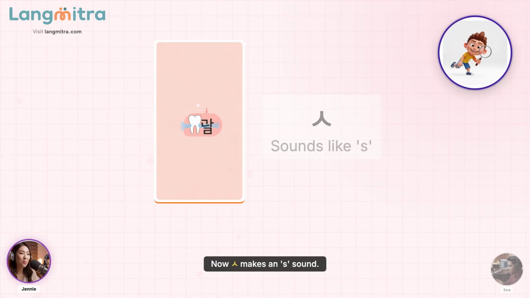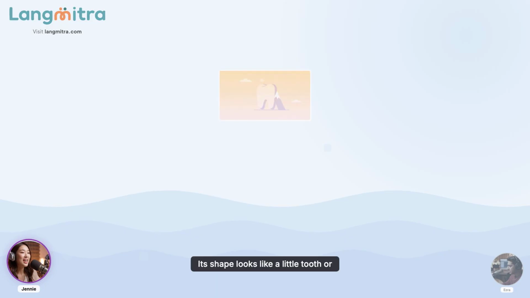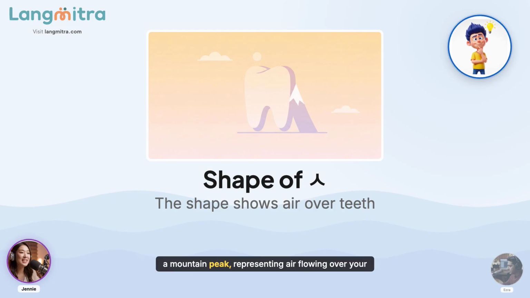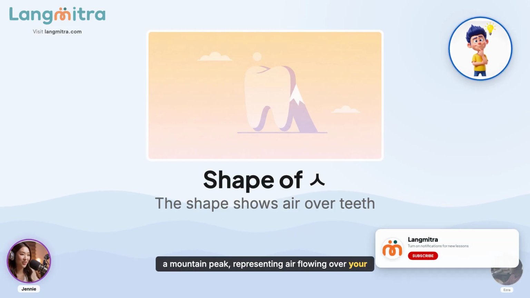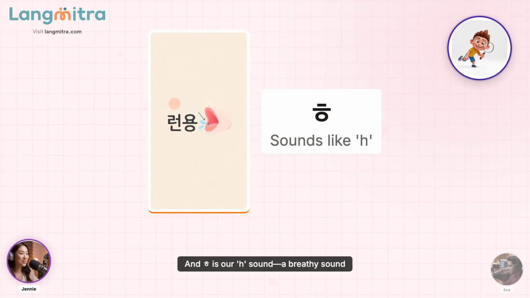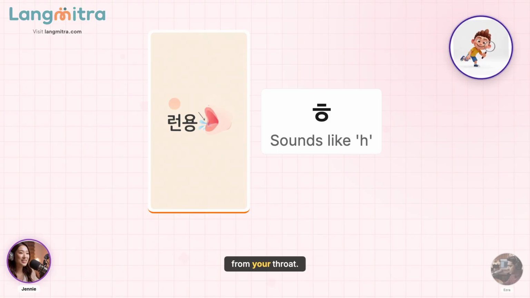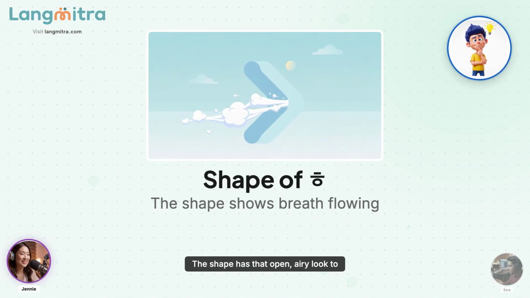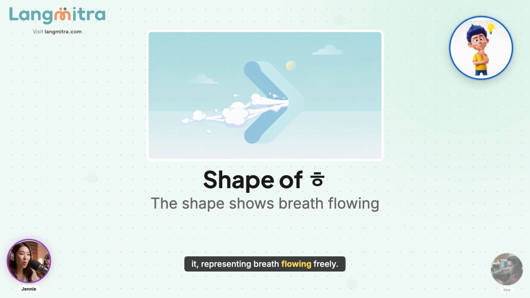Exactly. Now, s makes an S sound. Its shape looks like a little tooth or a mountain peak, representing air flowing over your teeth. Like a little fang. That's easy to remember. And h is our h sound, a breathy sound from your throat. The shape has that open, airy look to it, representing breath flowing freely.